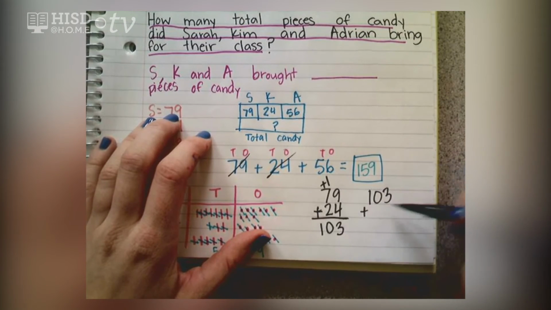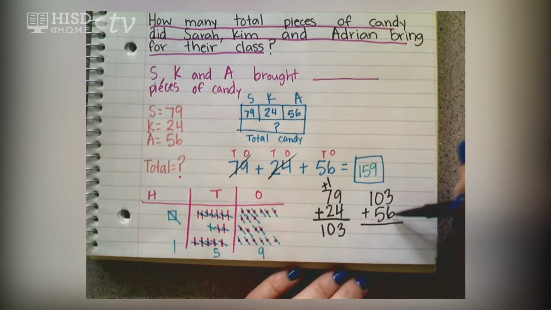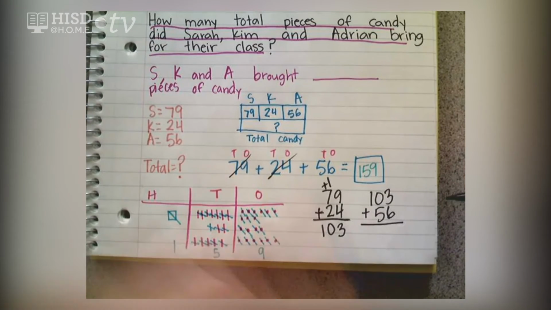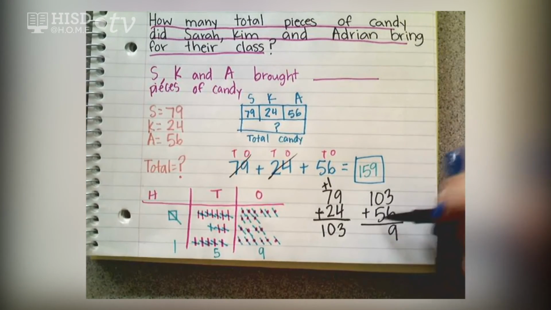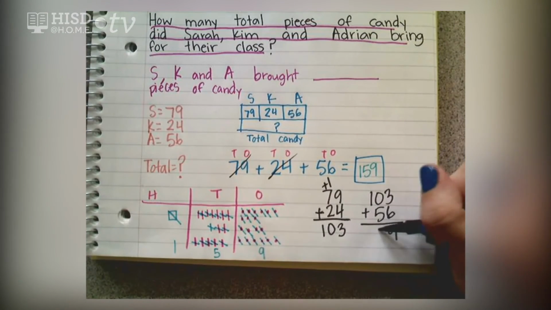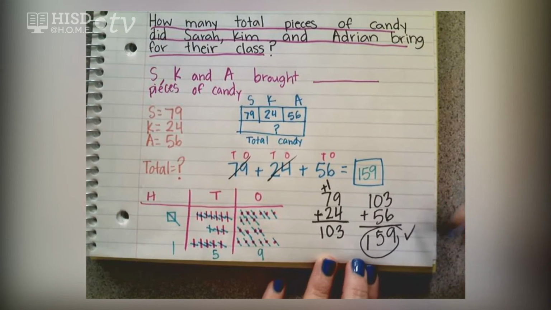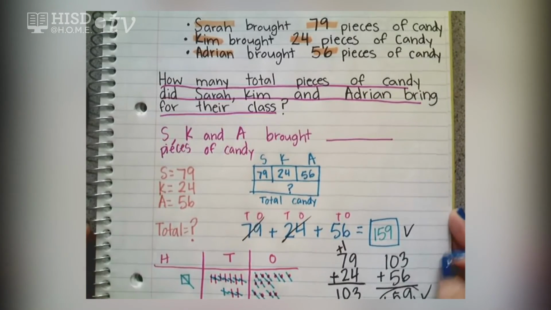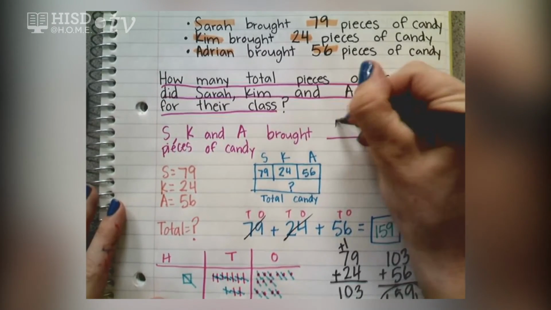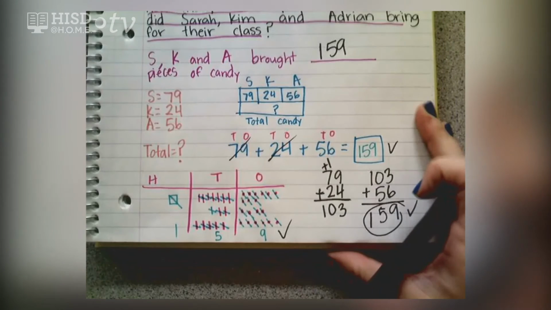103 plus 56. 6 plus 3. Well, 6, 7, 8, 9. Okay, that's looking good so far. 5 plus 0 is 5, and 1 plus nothing is 1. 159 matches our numbers. So the answer is Sarah, Kim, and Adrian brought 159 pieces of candy.